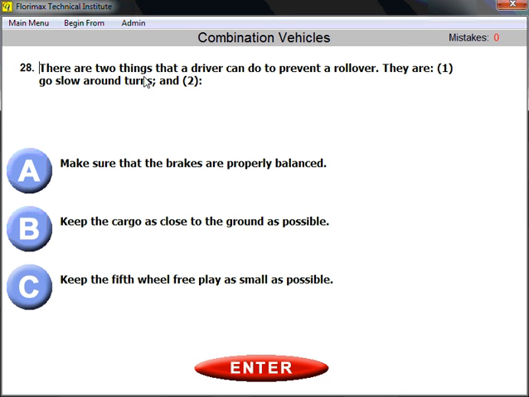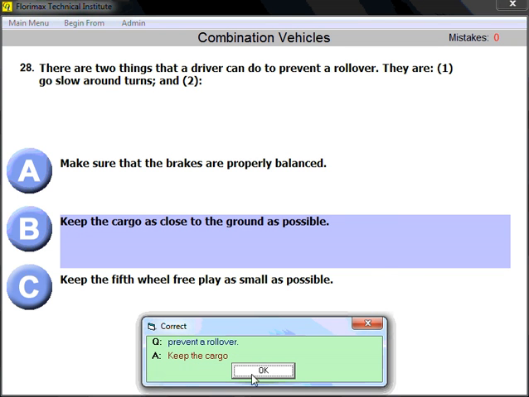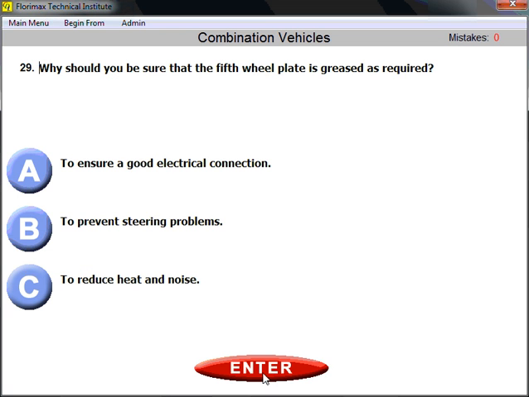Again, the same question. There are two things that the driver can do to prevent a rollover, and now you are given the first one: go slow around turns. Which one is the second? Keep the cargo as close to the ground as possible.